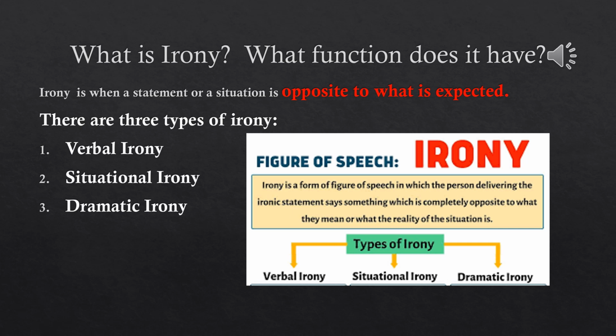Let's not forget that irony is a figurative language or a figure of speech. By definition, irony is when a statement or a situation is opposite to what is expected. That is, irony implies a contradiction between what is expected and what actually occurs. And it is of three types. First, we have verbal irony, second, situational irony, and third, dramatic irony. We will see the difference between the three types with some examples for each.